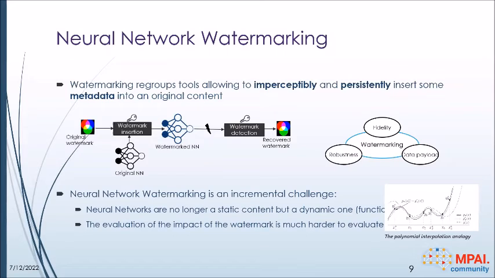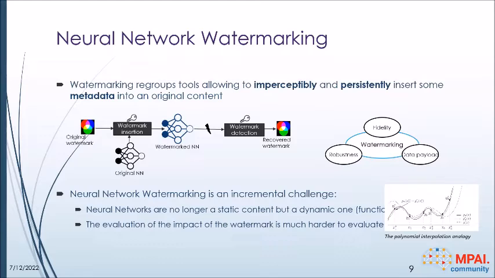So neural network watermarking, although conceptually it's inherited from the multimedia world, is not a straightforward extension from that realm. Why? Because neural networks are no longer static content, but a dynamic one. I mean, nobody tells you how many epochs you should train a neural network. After watermarking it, maybe somebody is training the watermarked model again. So neural networks are not a static content, they are a function, rather than a content.